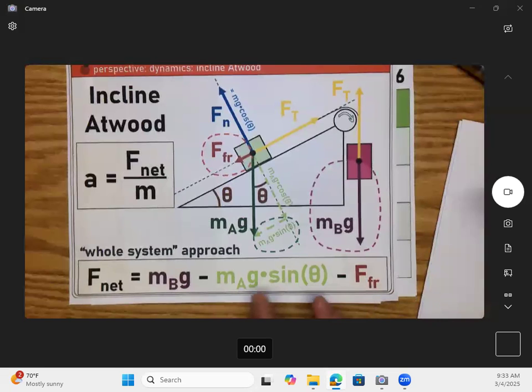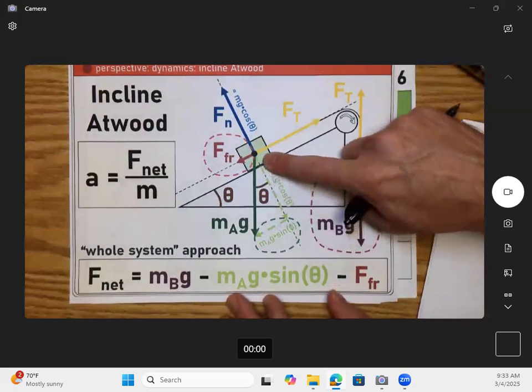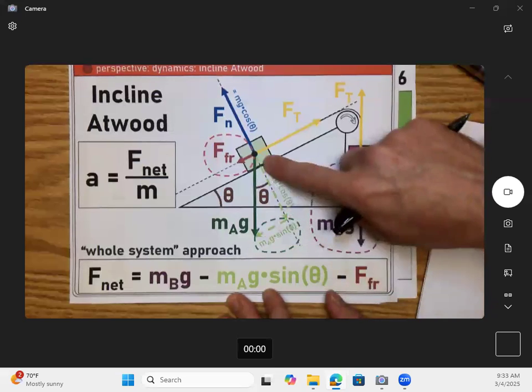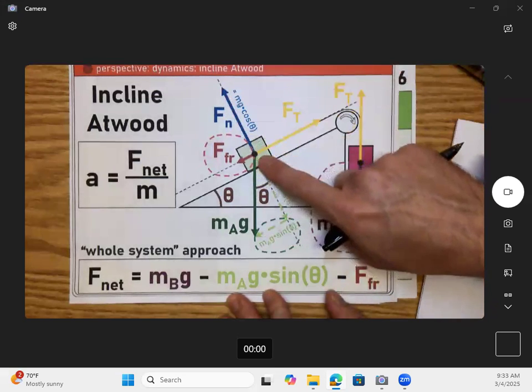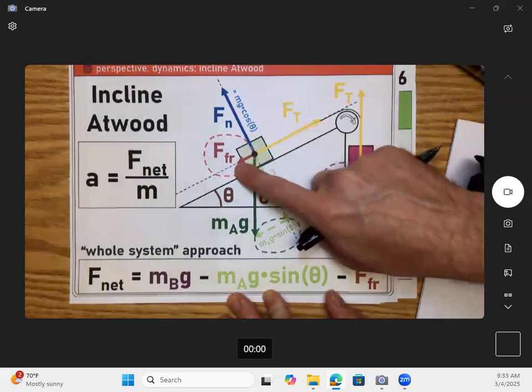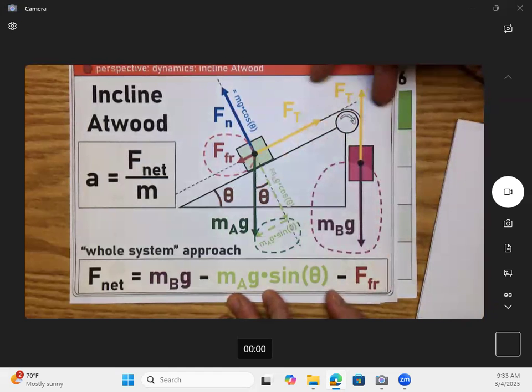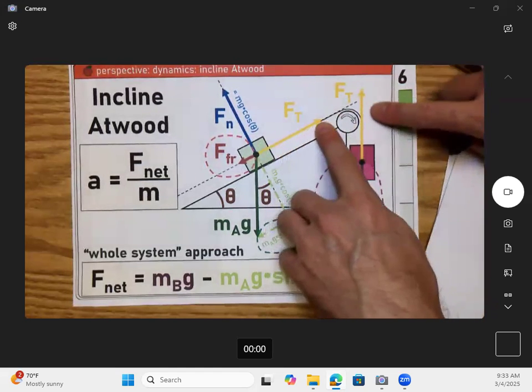So this block has, I see 4 forces on this individual block. It's got the weight down, which I can break into components, which will be helpful later. It's got this normal force, it's got this tension force, and it probably has a friction force too. Now this individual block has 2 forces. It's got its own weight down, and this tension force back. Guys, is it reasonable to say that these are the same tension?